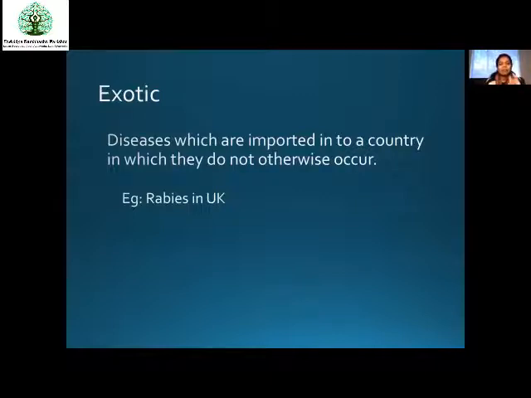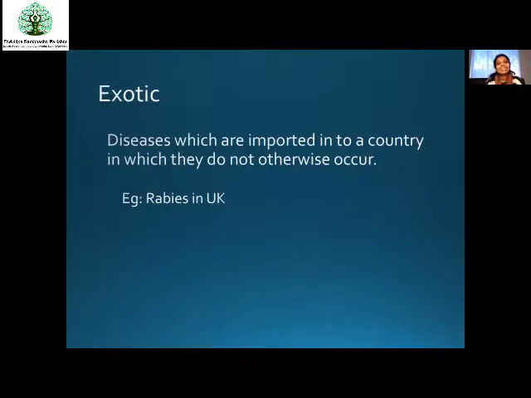For example, rabies in the UK. In the UK, you will not find a single case of rabies. It is totally eradicated in the UK. But rabies does exist in other countries. For example, in India, rabies exists. So if a case of rabies travels from India to the UK, then it is an exotic disease for the UK. In history, we have a lot of examples. There are diseases like Firanga, which was exotic for us. That's why it was named Firanga.